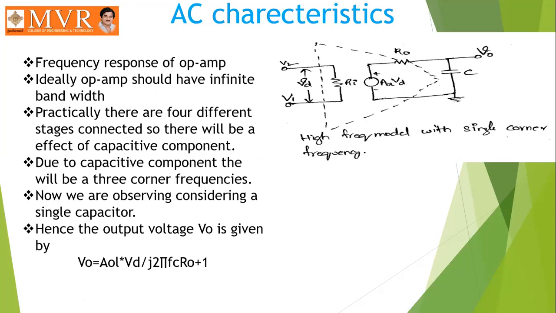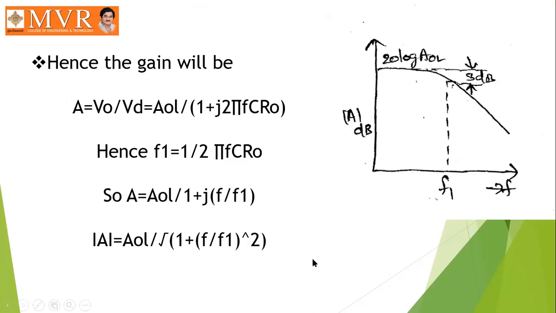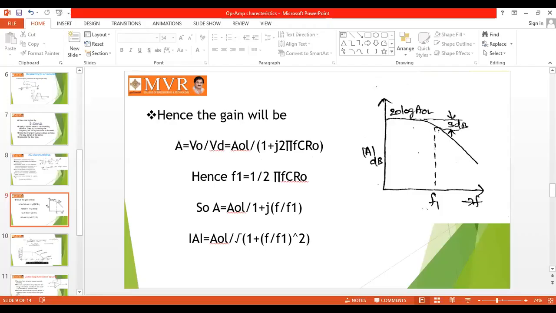For this circuit, we are going to write the equation. We are going to consider V naught, so V naught is equal to AOL into VD divided by (j 2 pi F C into R naught plus 1). How are we going to obtain this equation by considering the capacitance? If you have any doubt, you can observe this capacitance effect here.